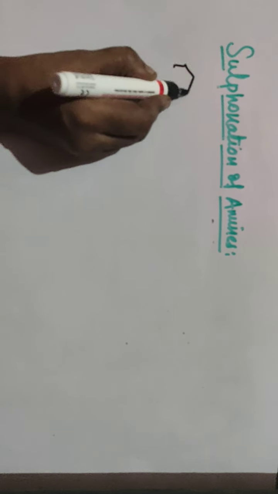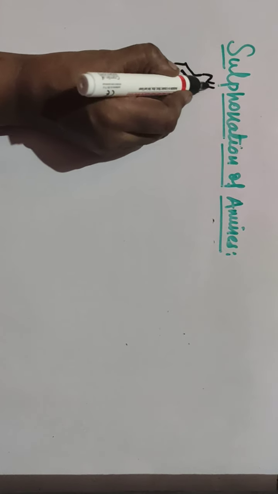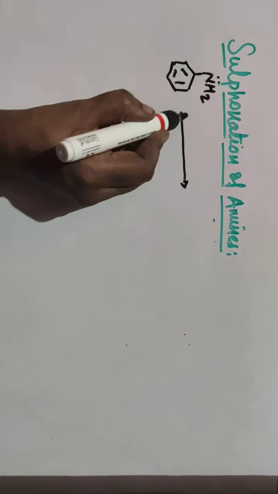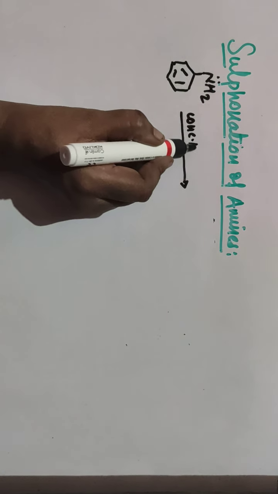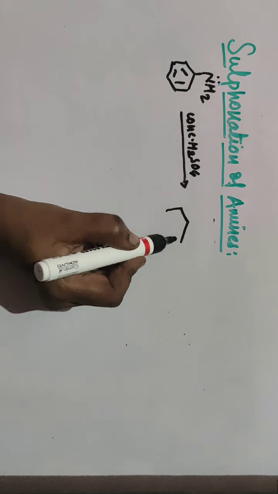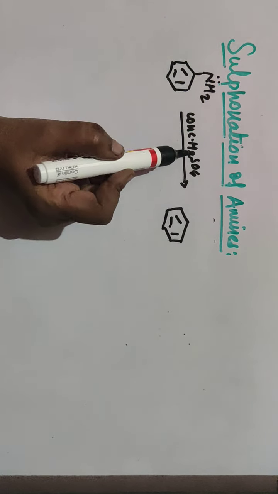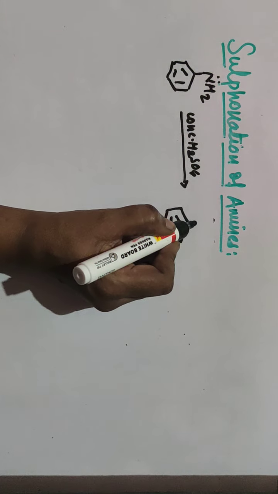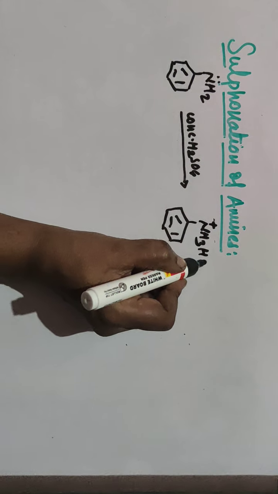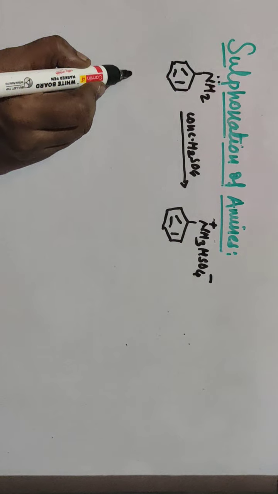So in aniline, C6H5NH2, when it is treated with cold and concentrated H2SO4, then just addition of this compound takes place here and you will get this NH2 actually accepts a proton from H2SO4 and you will get NH3 plus HSO4 minus. For your convenience I can write here H2SO4.